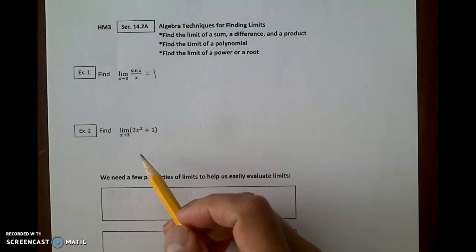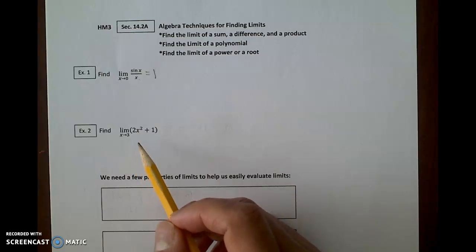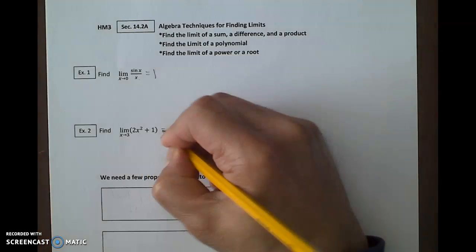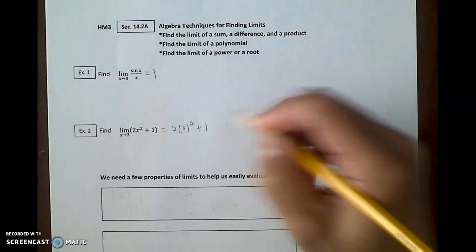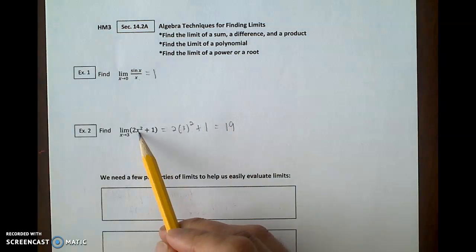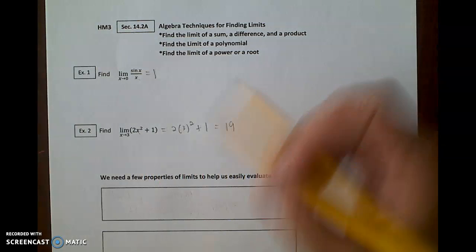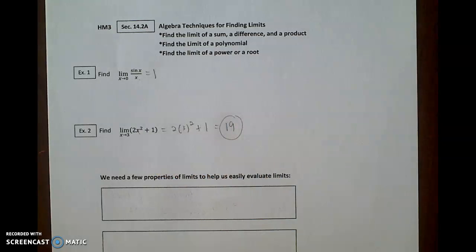Now we look at example number 2. All right, we're trying to find the limit of this function as x approaches 3. Now you notice that when we plug in 3 for x, our function is defined. Okay, so for these type of functions where we're trying to find the limit, the way you find the limit is by simply plugging in that value. And when we plug in 3 for x, do the math, and we get 19. So the limit of this function as x approaches 3 is 19.